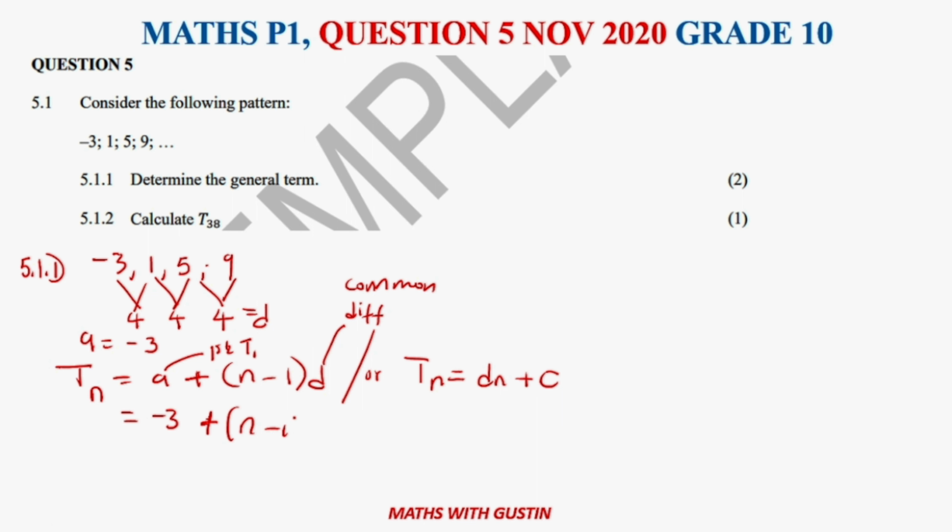So now n minus 1, and the difference is 4. Therefore we just need to multiply with 4 here to remove the bracket. 4 times n is going to be 4n. Also 4 times -1 is going to be -4. Therefore we're going to have 4n, and -3 minus 4 is going to give us -7. That's our tn. Okay, great stuff. And that's how you find the general formula.